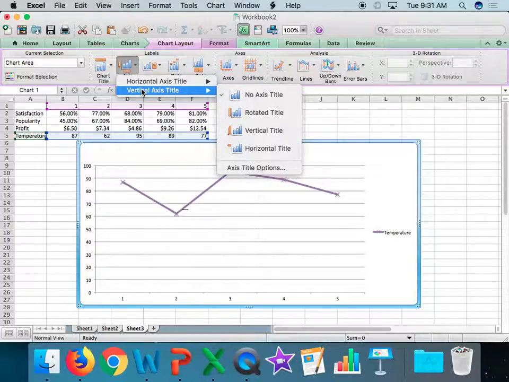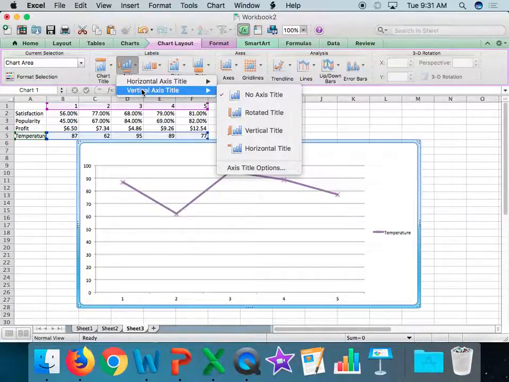What's that going to be? Degree Fahrenheit. Fahrenheit, tricky word to spell. If you don't know how to spell it, look it up, please. Look it up.